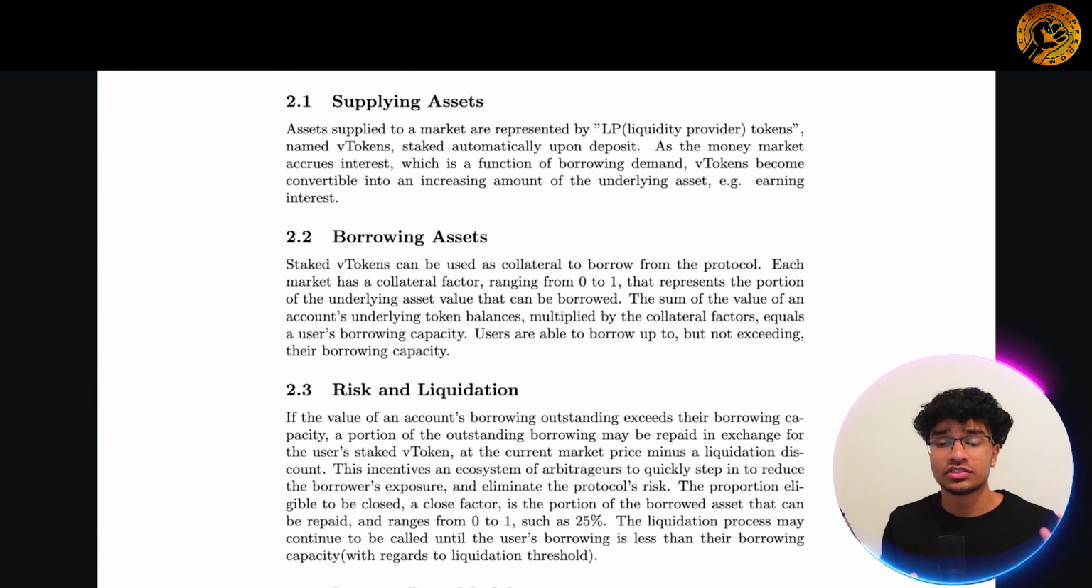Now, the sum of the value of an account's underlying token balances multiplied by the collateral factors equals a user's borrowing capacity. So that's how much a user is allowed to borrow of each asset. Users are then able to borrow up to but not exceeding their borrowing capacity.